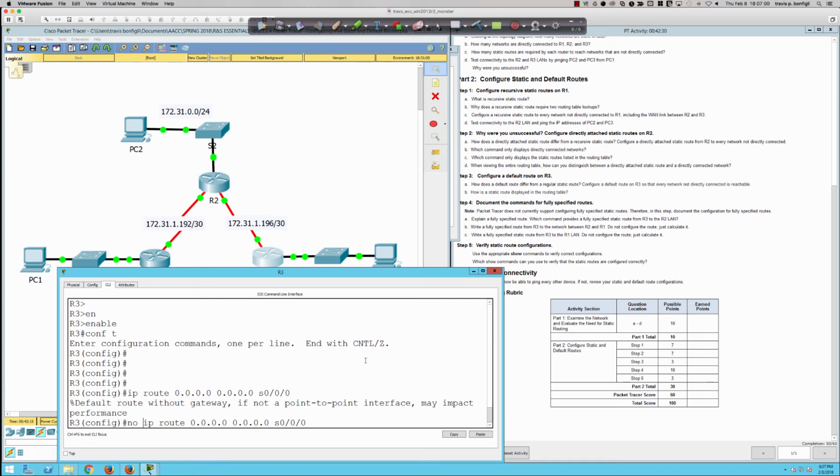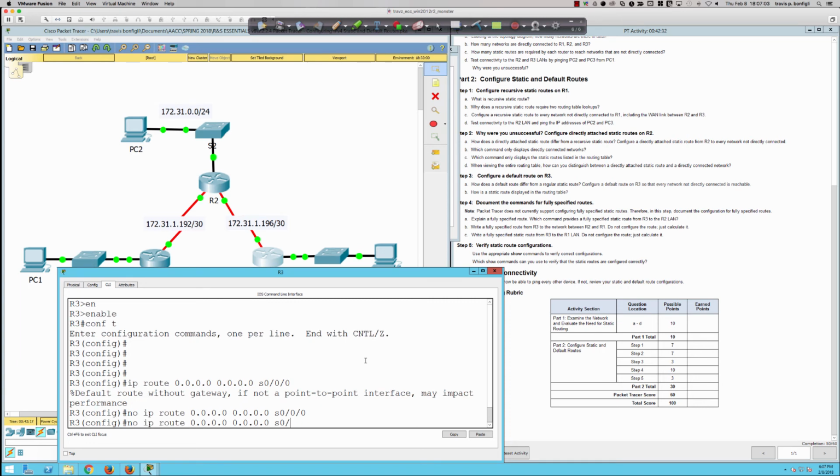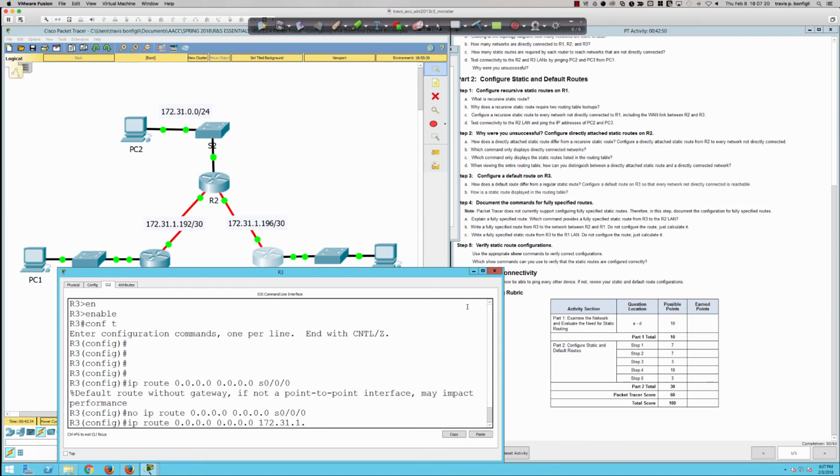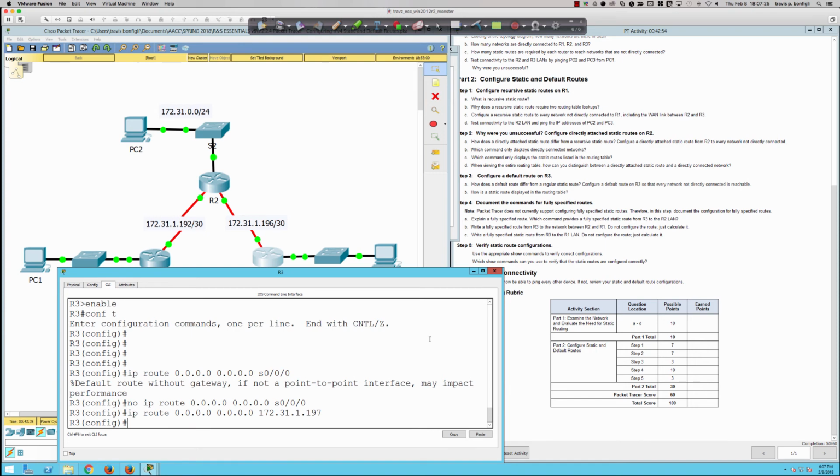It looks like it might want the next hop IP, which would be 172.31.1. And actually, let me come back and get the no out of here. 172.31.1. And router 2 is 197. Was it looking for that? And it was. So I didn't see them say next hop. It's possible that I missed it.